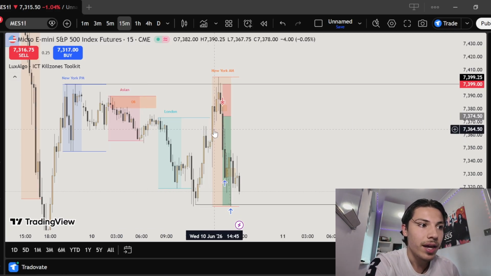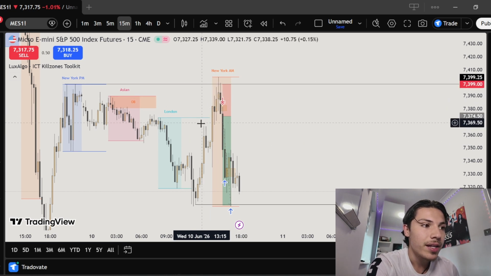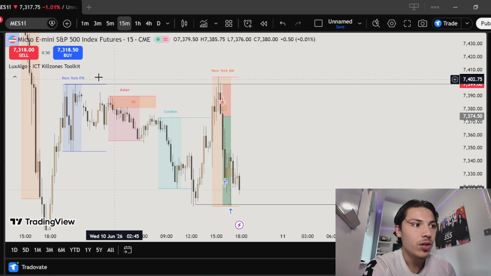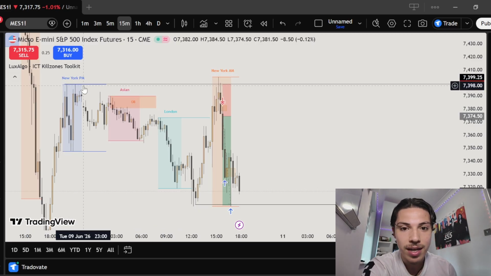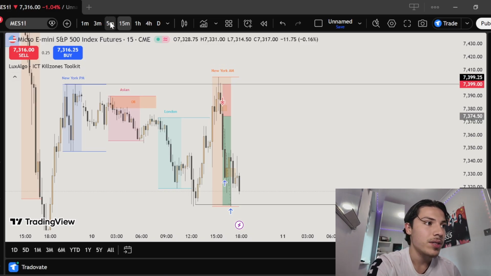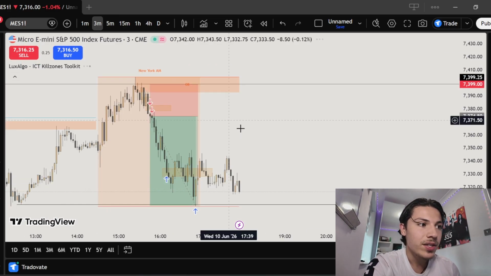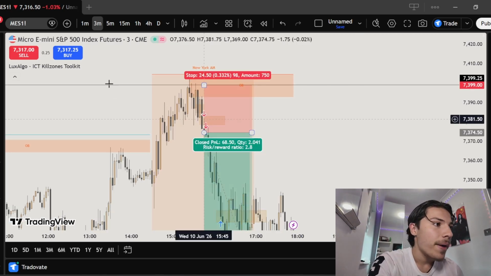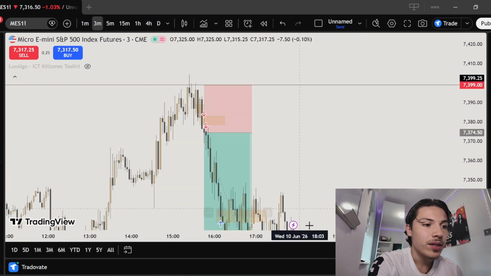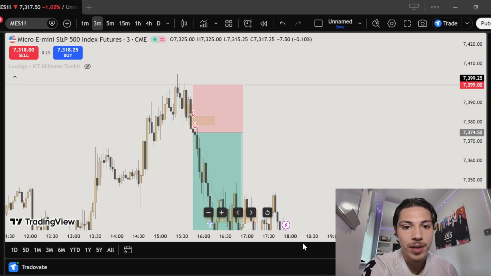Market opened here at 2:30 and you can see straight away price starts pushing up higher, targeting London, Asia, New York. Once we swept out New York PM session highs, I knew, okay, now it's time to look for that reversal. In order to catch the reversal, the first thing I did was drop down to the 3-minute time frame. My first thing that I wanted to look for was an inverse fair value gap because that confirms to me that we are flipping structure from bullish to bearish.